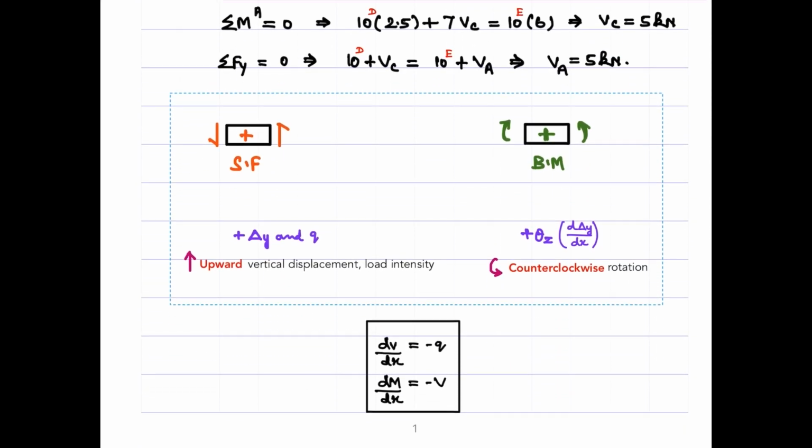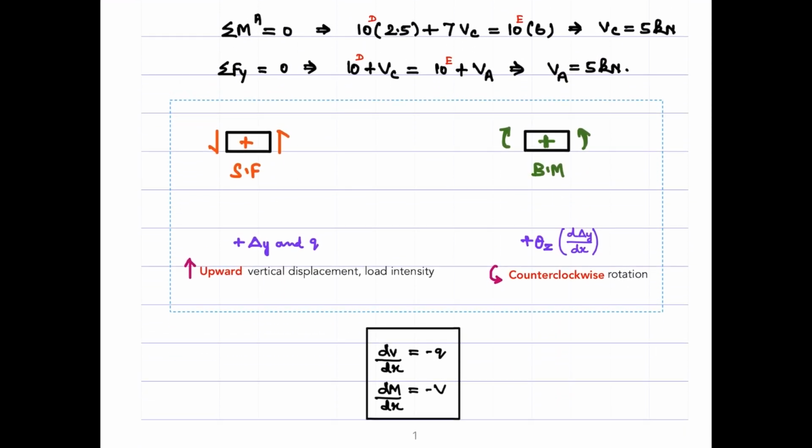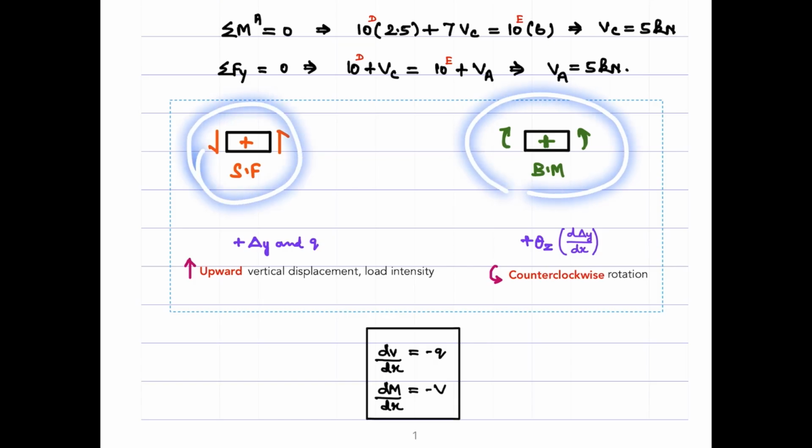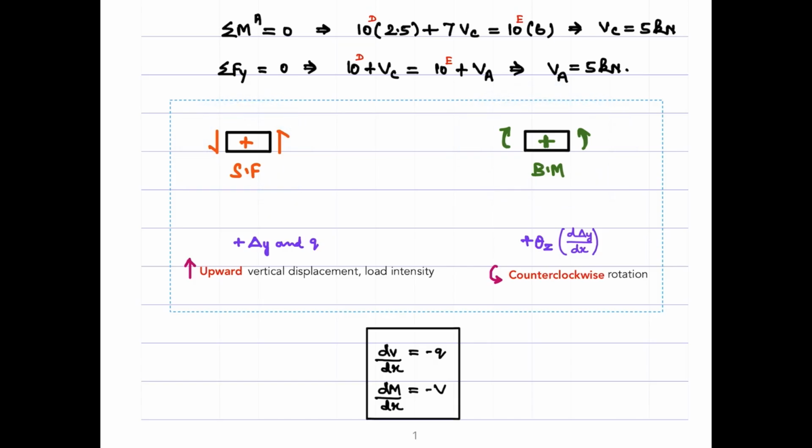And then the positive sign convention, we have a quick recap of it here. This is the positive sign convention for shear force, and this is the one for bending moment. If you consider the left face, the force which is acting downwards, and if you consider the right face, the force which acts upwards are taken to be positive shear forces, right? So that's what we follow here.